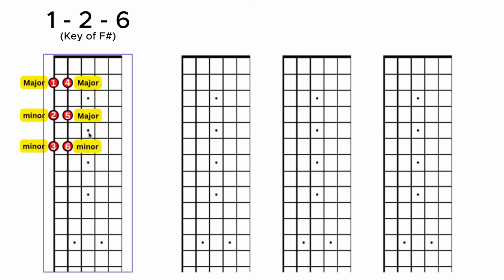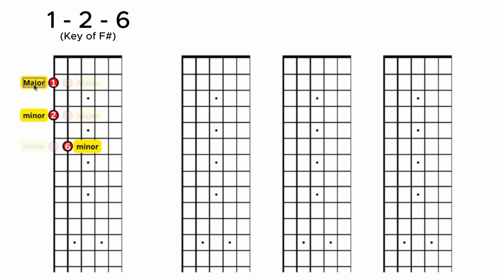But how do we actually play these chords in the key of F sharp? Well, for chords that are located on the E string, those notes on the E string, we're going to use an E shape. And for chords located on the A string, we're going to use an A shape. So following the Nashville number system, what chords were we playing? A 1, a 2, and a 6, correct?